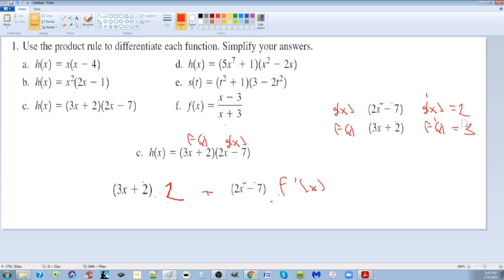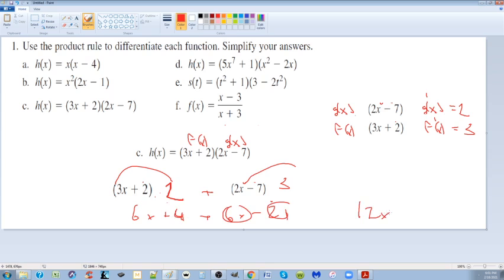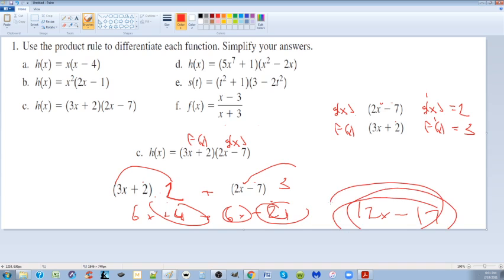A little bit easier, actually. Depends what you're used to. Just don't have things left over. Then I'm going to expand this, and I get 6x plus 4 plus the expansion of this, 6x minus 21. So I can see that my like terms are the numbers and the 6x, so I get 12x minus, what's 4 minus 21? Minus 17. That's the simplified derivative of this thing.